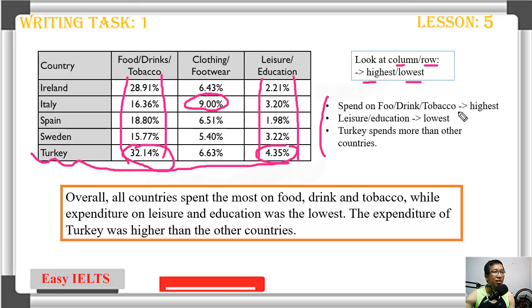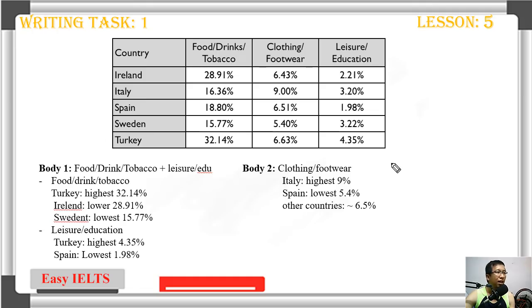Okay, so that is our overview. Overall, all countries spend the most on food, drink, and tobacco, while expenditure on leisure and education were the lowest. The expenditure of Turkey was higher than other countries. Okay, so now we go into outlining our body 1, body 2.